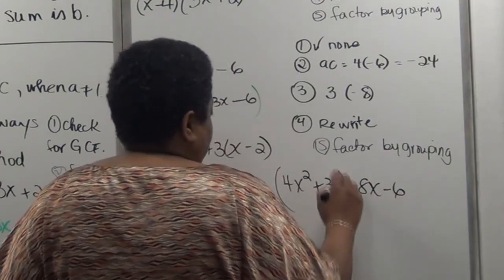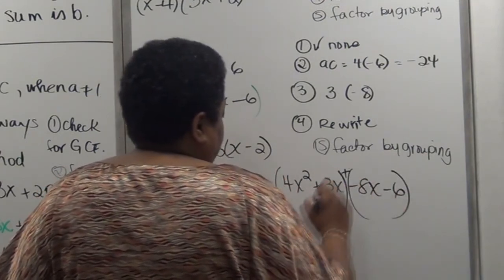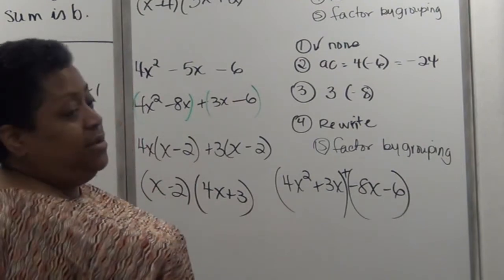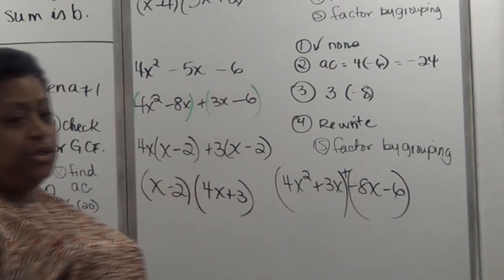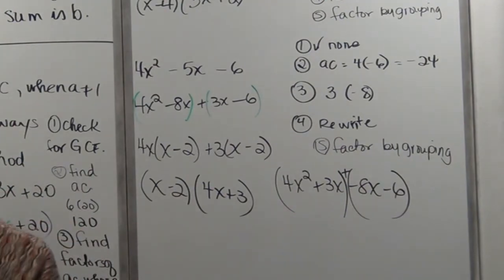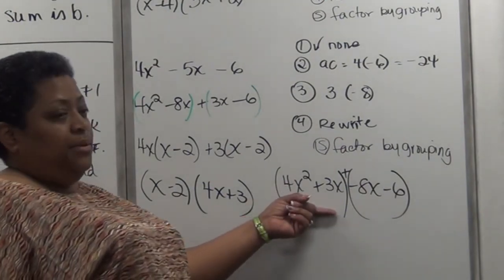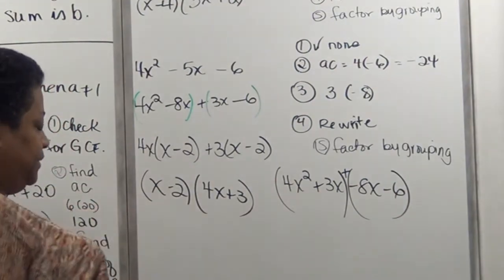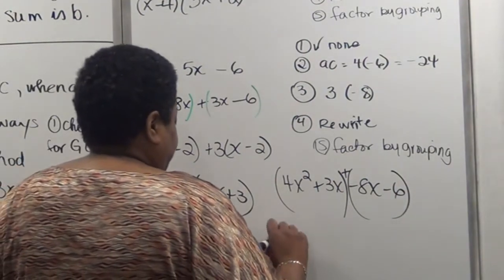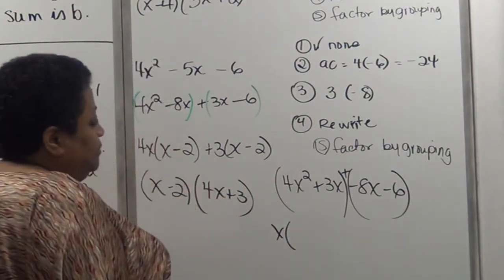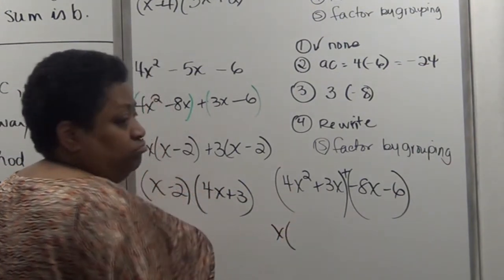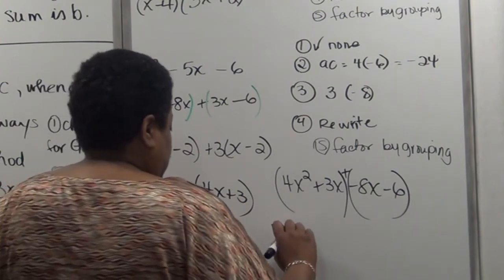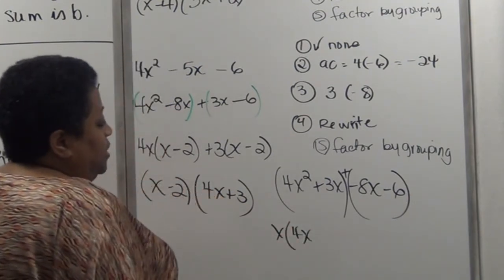You still got to factor by grouping. Since that 8 is negative, you got to pull it inside the parentheses, then put your plus sign between the two. So now the GCF in the first parentheses is what? x. So x times what will give you this? 4x. And x times what will give you this? 3.